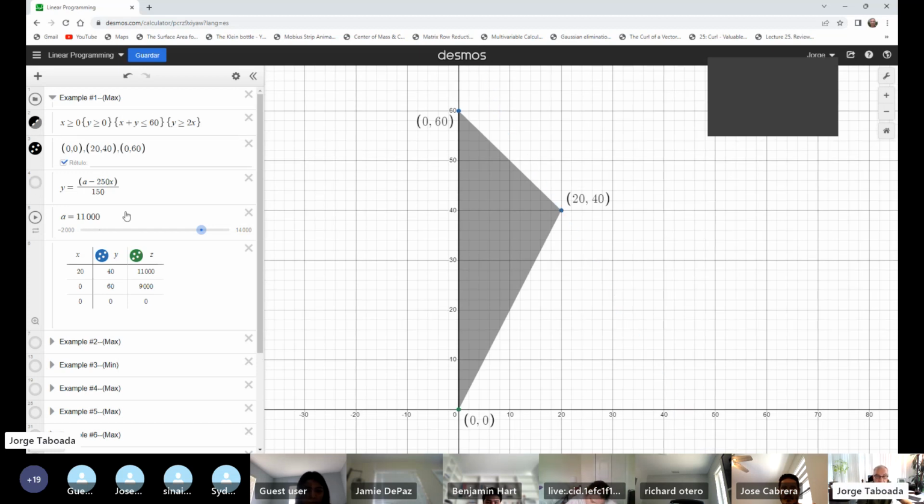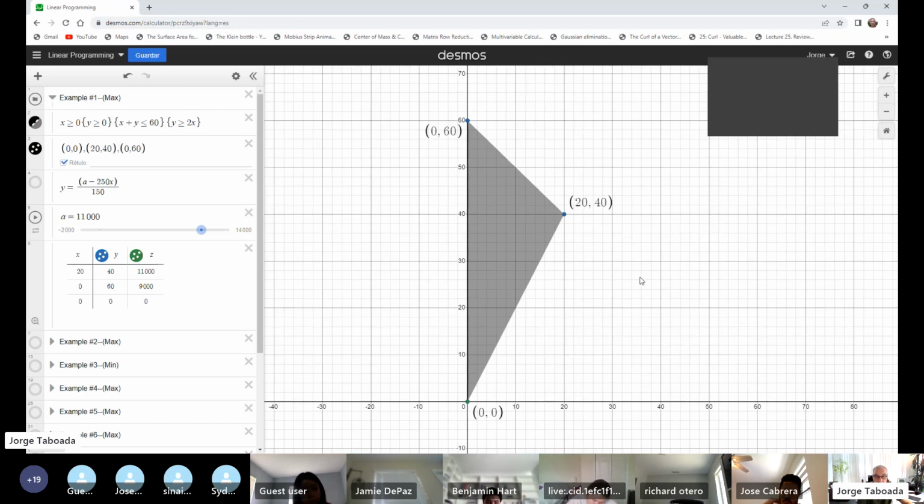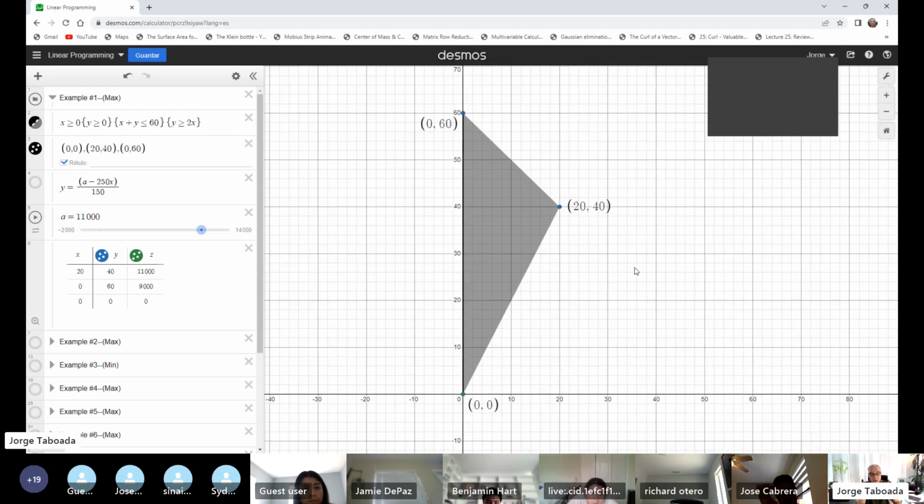When you do the graphic of this, bang, you get only the gray part. And this is my feasible region. In this case, it's a triangle. And the triangle has three vertices, three corners. And you evaluate the objective function. By the way, the objective function is 250x plus 150y. Evaluate at the corner 0, 0, obviously is 0, and you evaluate in 20, 40, and 0, 60.